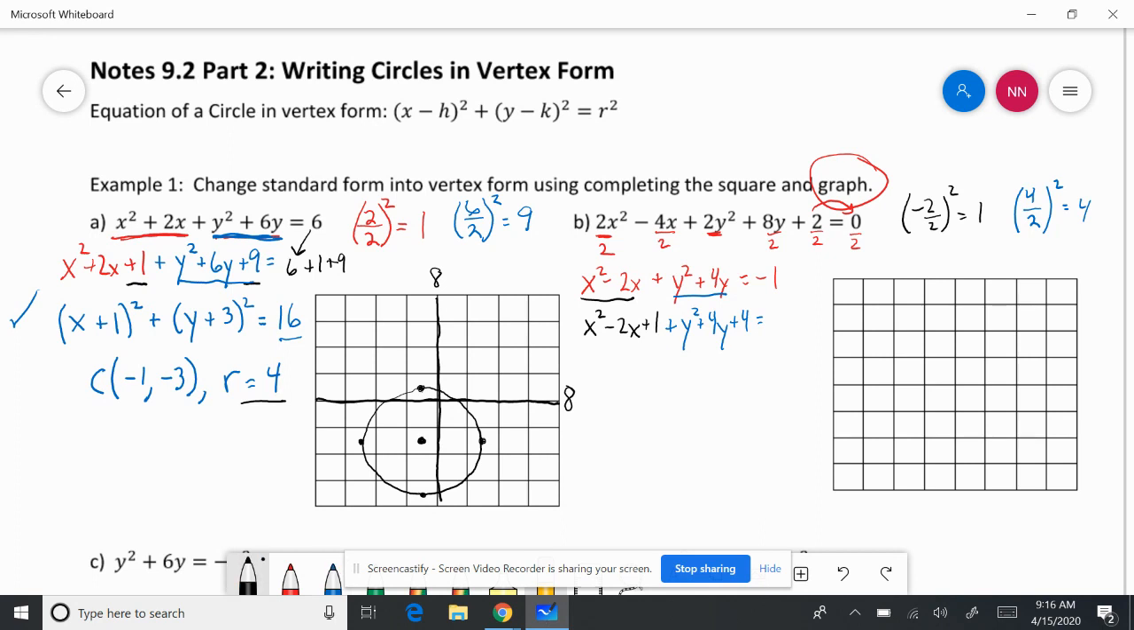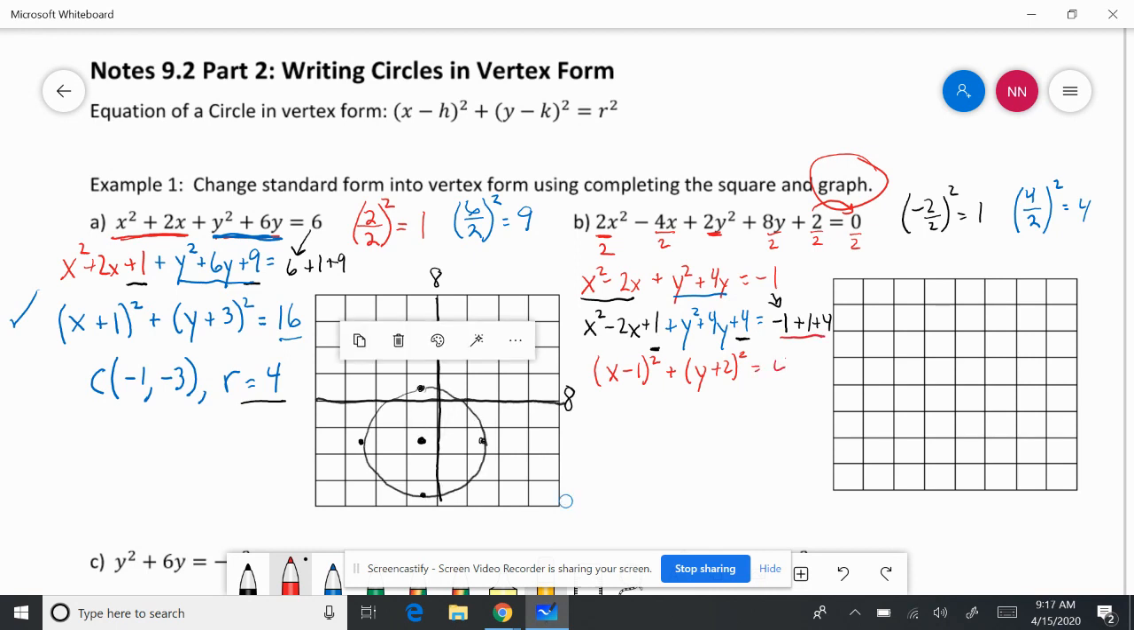Now on the other side of the equation, I have the -1 that I'm bringing down. I have a 1 right here and a 4 right here. So I'm adding a 1 and a 4. Now I'm going to factor it. So with my x's, I get x minus 1 squared. With my y's, I have y plus 2 squared. And then when I add my numbers on the right-hand side of the equation, what I end up with is 4. So that means that the center of my circle is going to be 1 and negative 2, and my radius is 2.